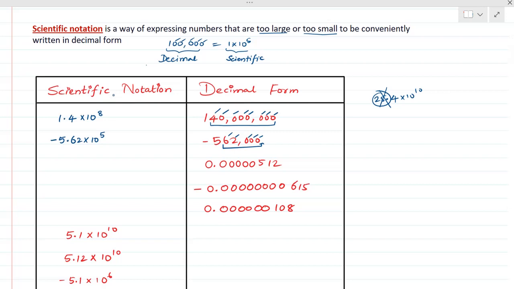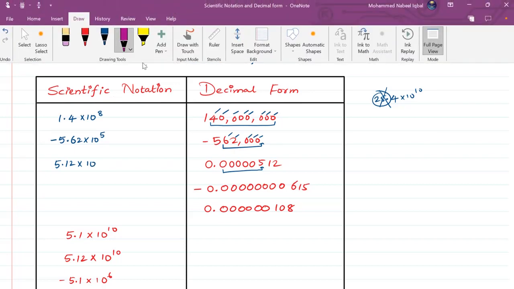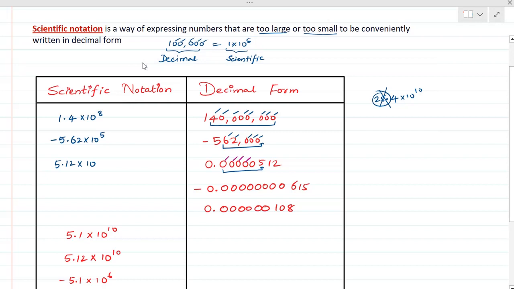Now the next one. Here we have a 0 after the decimal, but here a 0 before the decimal, right? So how will you write this form? I write this one as 5.12 into 10 to the power. Here we have 1, 2, 3, 4, 5, 6. The sixth position is where the number starts, but it is after the decimal, therefore it is minus 6. It's the same case here. Whenever it is after the decimal, it is minus.